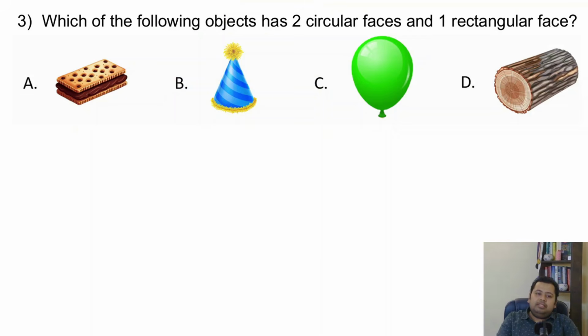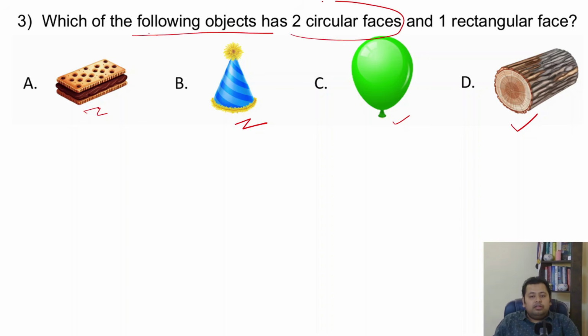And now we move to question number 3. Which of the following objects has two circular faces and one rectangular face? So it's asking which of the following objects. You can see four objects in the options given over here. It's a bourbon biscuit. This is a party hat. That's a balloon, and this is a log of wood. Which of the following objects has two circular faces and one rectangular face, right? So pause the video, solve the question, and then look at the solution.